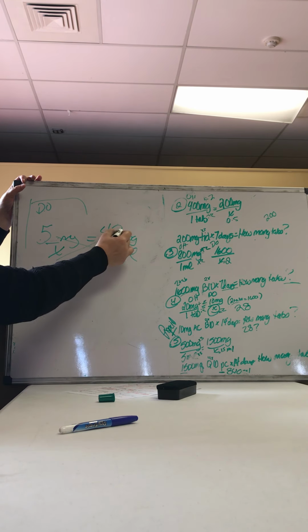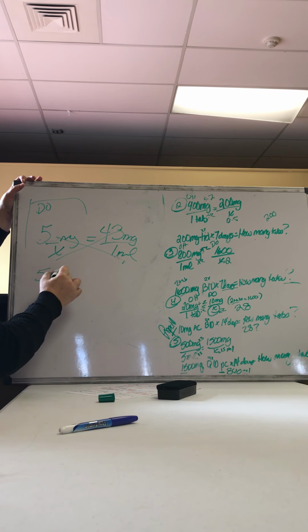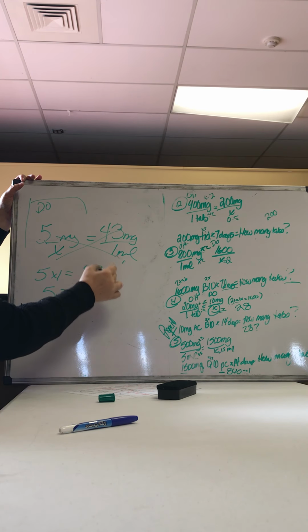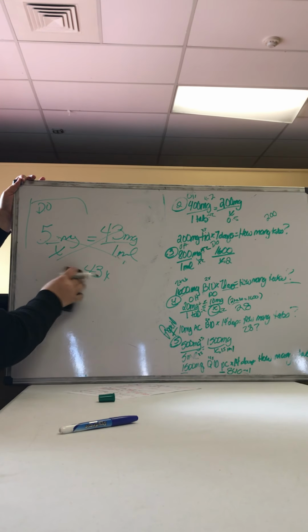So, we're gonna have to do the multiplication. So, 5 times 1 equals what? 5. Got that. Now 43 x. Hold on. 5. Hold on.